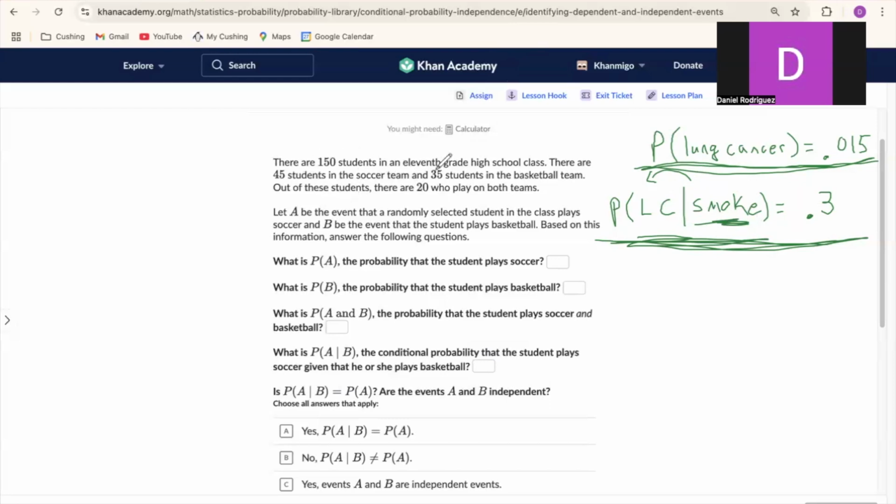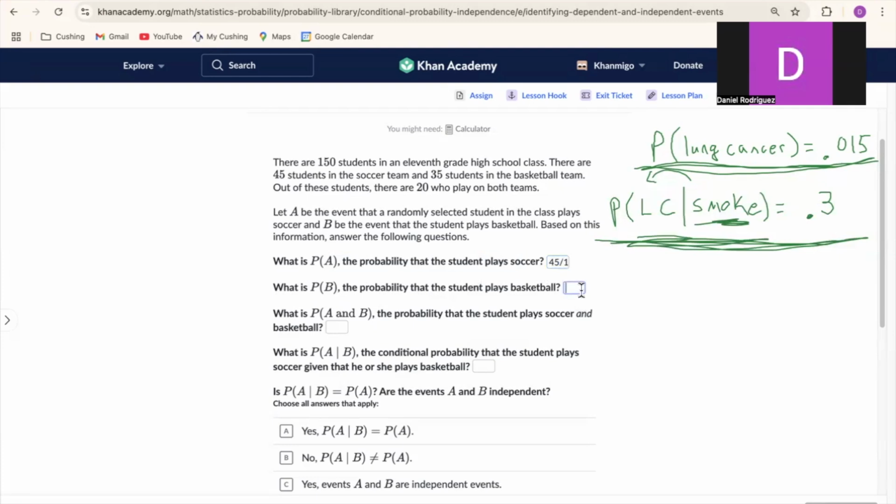The question says there are 150 students in an 11th grade high school class. There are 45 students on the soccer team, 35 in basketball, and 20 who play both. The first couple of questions are given in the question. The first one asks: what is the probability of A, the probability a student plays soccer? That's out of 150 total students in the class, 45 play soccer. If I pick a random student, there is a 45 out of 150 chance that I pick a soccer player. So the answer there should be 45 over 150. All 150 are equally likely, and 45 of them are on the soccer team.